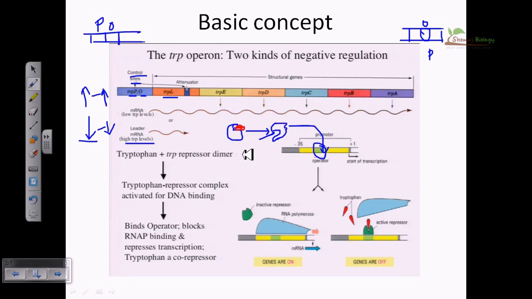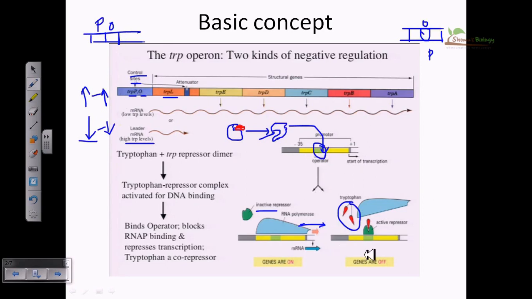So higher tryptophan will come and bind with the inactive repressor and activate the repressor. So what we are seeing in this case is that this tryptophan is acting as a repressor for its own operon. In normal situations, there is the inactive repressor. It cannot bind with it. RNA polymerase can sit and transcribe all these structural genes, which will finally help to synthesize tryptophan.